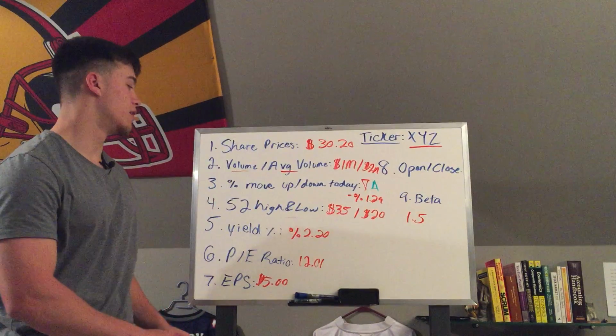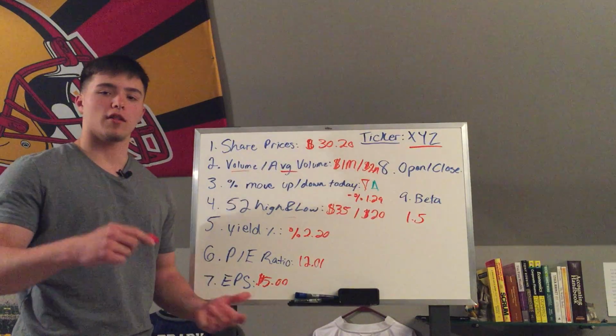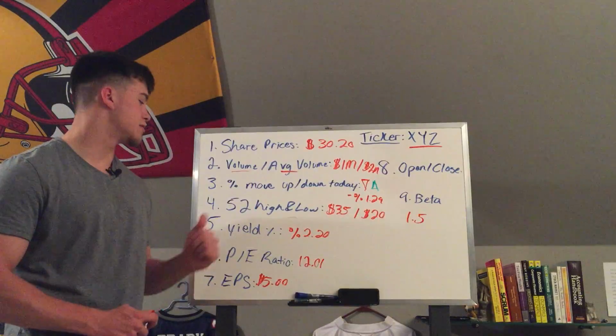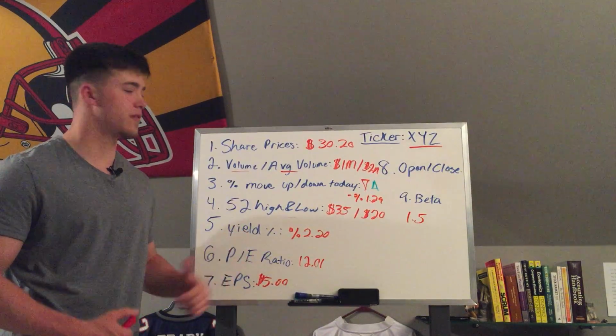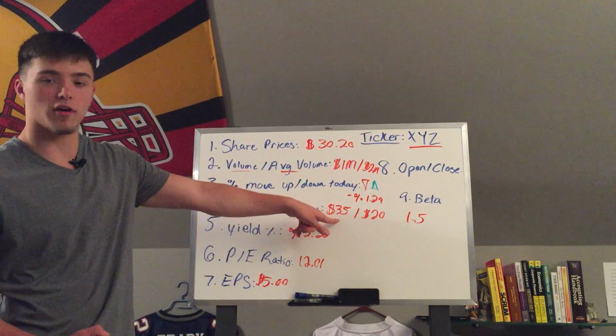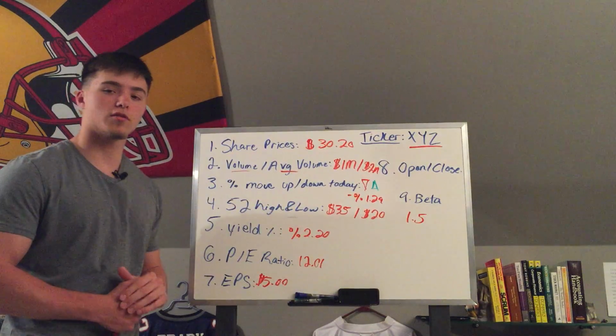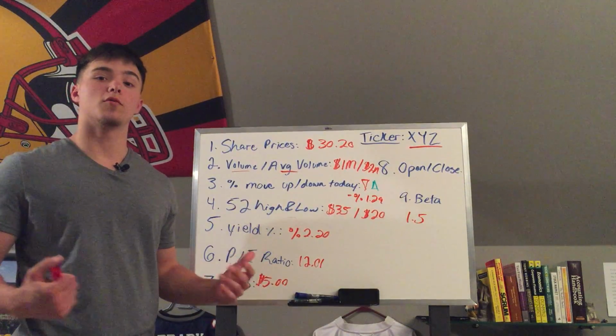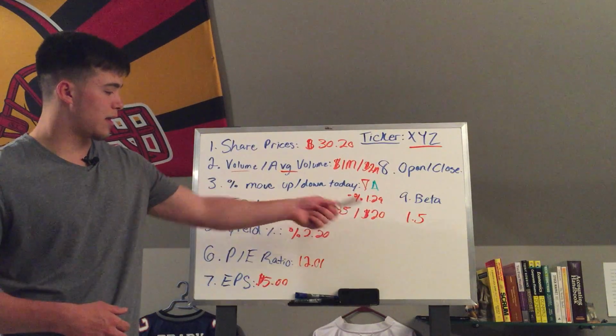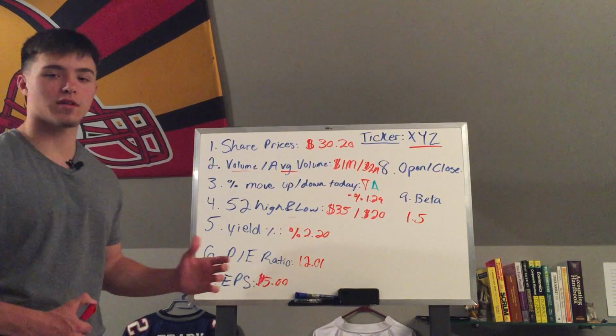Next one you're going to see, 52-week high and low. And all that means is exactly what it says, guys: in the last 52 weeks, what was the high of this stock? In this example, it was $35. What's the 52-week low? In the last 52 weeks, what's the lowest the stock has been at? For this example, that is $20. And that's essentially all that means, guys.